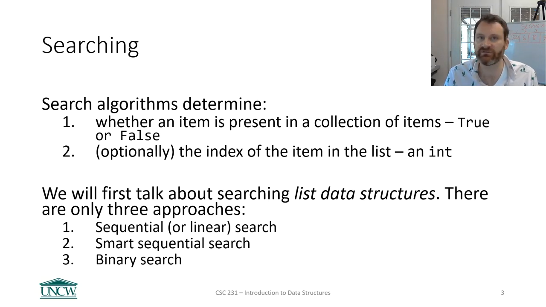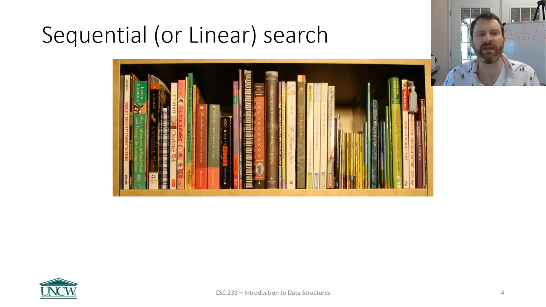All right, so that's all searching is. You're looking through a collection of items, and the only collections we care about right now are lists, to find out if the thing is there. So we're going to talk about searching list data structures, and there are really only three approaches. Pretty simple and pretty intuitive, at least the first two are. The first is the sequential or linear search. We'll talk about that in this video. Then a smart sequential search, and finally a binary search, which is quite different probably than any algorithm you've seen so far.